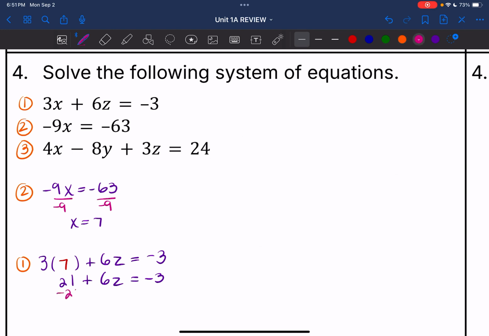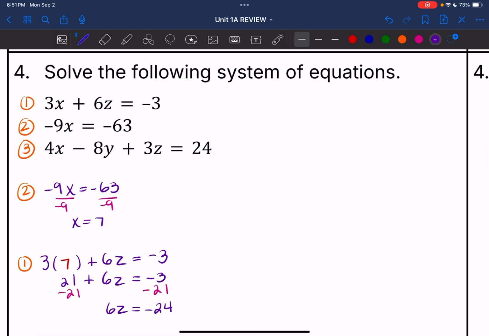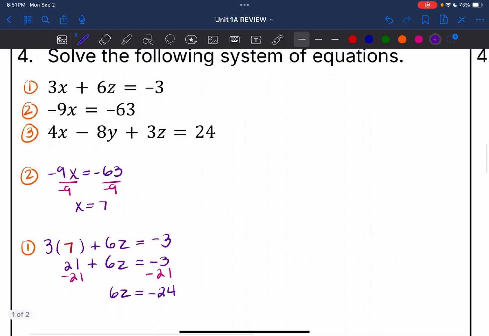I have a 2-step equation here. Let's subtract 21 from both sides. 6z is equal to negative 24. And then just one more step. If I divide both sides by 6, z is now equal to negative 4. So now I have a second variable. So I have two of them so far. The only one that I'm missing is y.